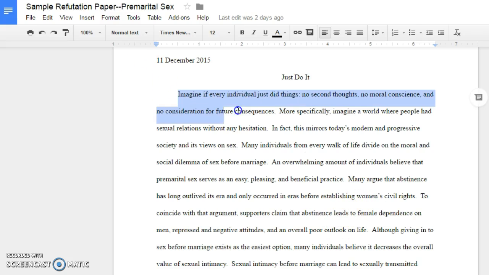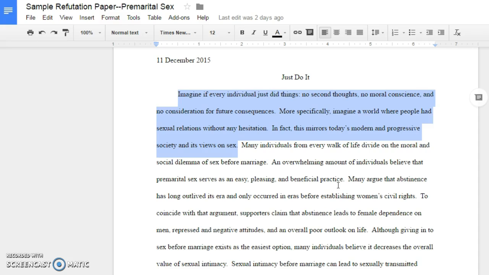I would label the attention getter here, and I'm going to tell you why this is working and what this writer did to set up the style of refutation. So she says, imagine if every individual just did things, no second thoughts, no moral conscience, and no consideration for future consequences. More specifically, imagine a world where people had sexual relations without any hesitation. In fact, this mirrors today's modern and progressive society and its views on sex.